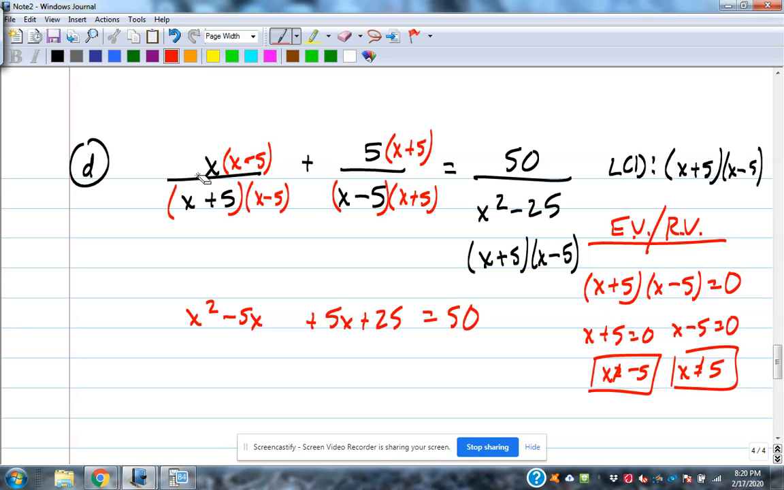So I've already multiplied out my numerator there. X times x minus 5 is x squared minus 5x. And then 5x times x plus 5 is 5x plus 25. And then I just brought the 50 down because I didn't have to do anything to that side. Now what? Combine like terms. So I got a 5x and a negative 5x in the middle there. What's going to happen to those two? Cancel out. That's beautiful. When that happens, that's less stuff to deal with.